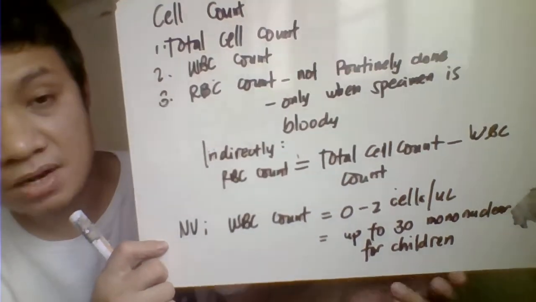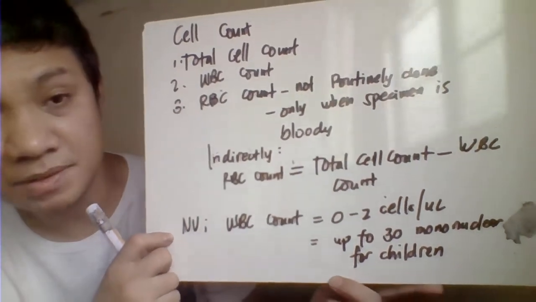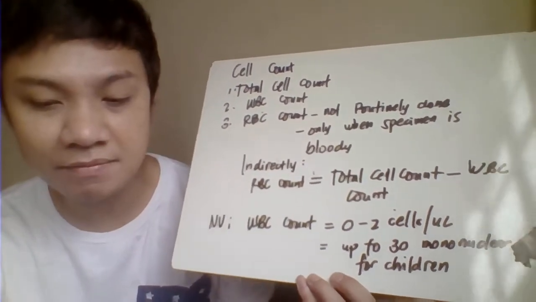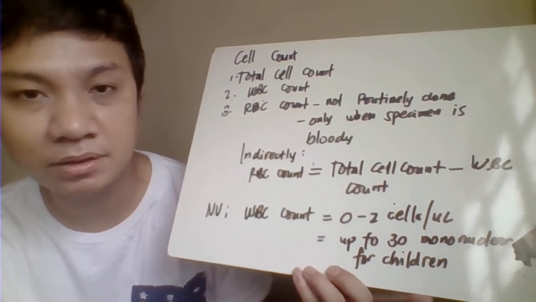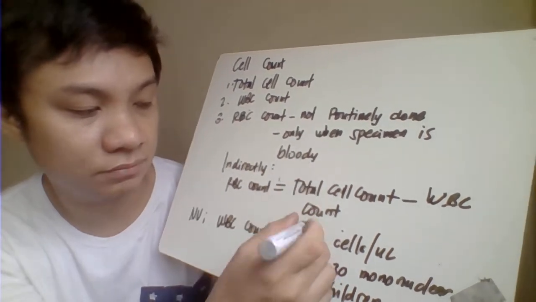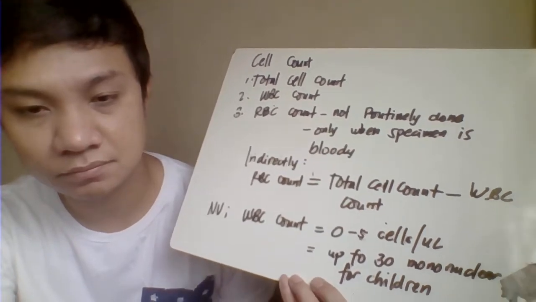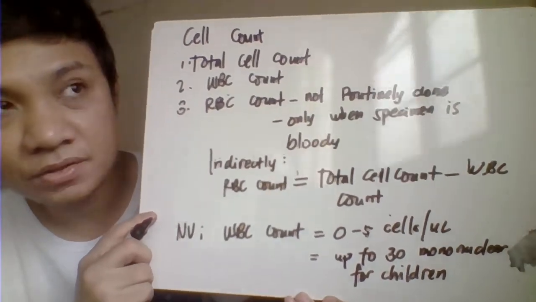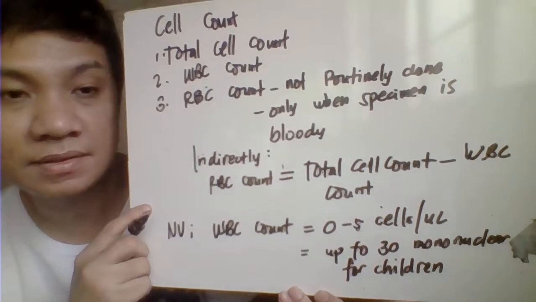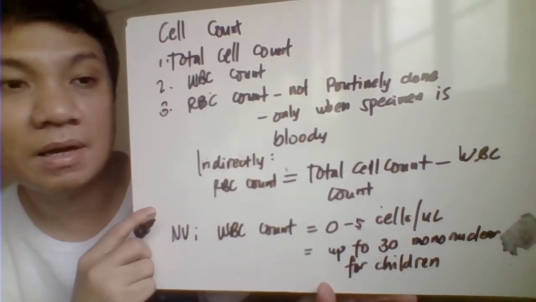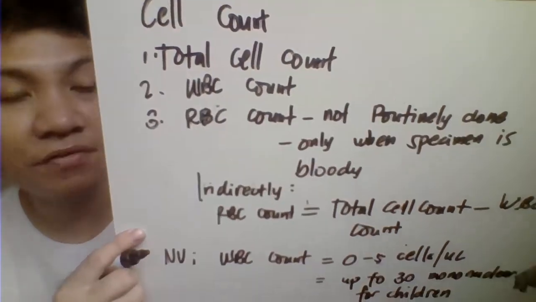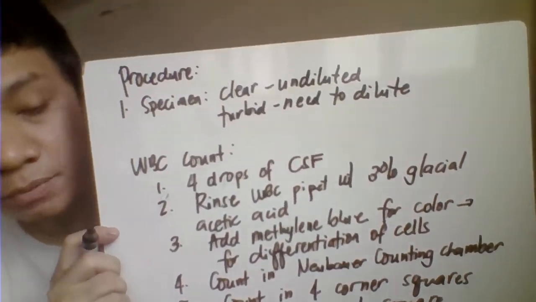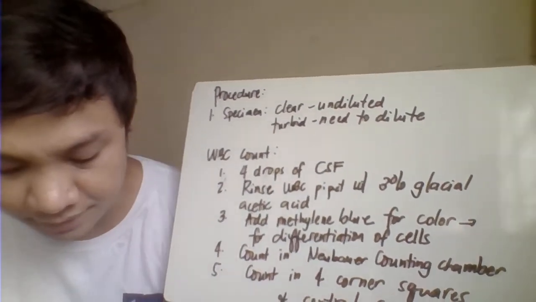So we have the normal values for the total WBC count: 0 to 5 cells per microliter. But in the case of children, mononuclear cells, lymphocytes, especially monocytes, may increase up to 30 and still be considered normal if the patient is a child.